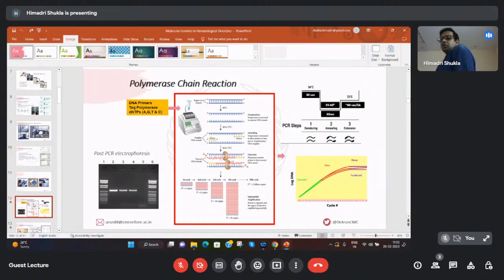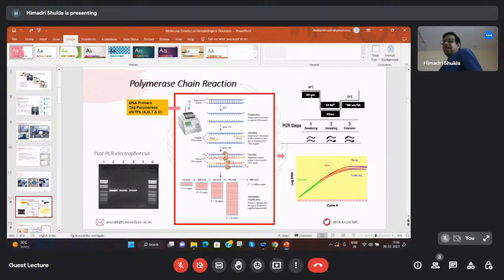Even if you take RNA as a starting material, the first step is you convert it into cDNA, and then you take it to the PCR. So why can't we use RNA in a PCR? The answer is, what is the enzyme that is required in a PCR? What is that polymerase? Yeah, it's a DNA polymerase.